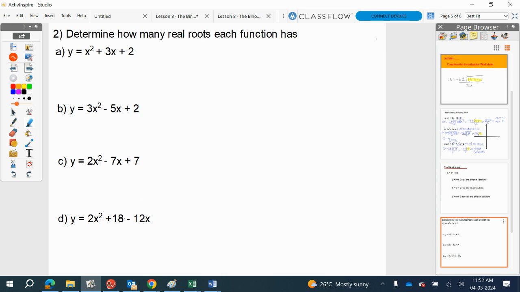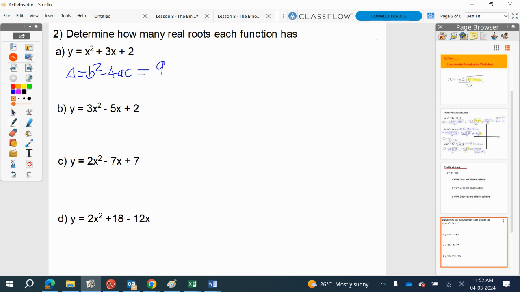So we need to determine how many solutions each function has. Without solving, we use the discriminant. The discriminant is b squared minus 4ac. That's all we have to calculate.